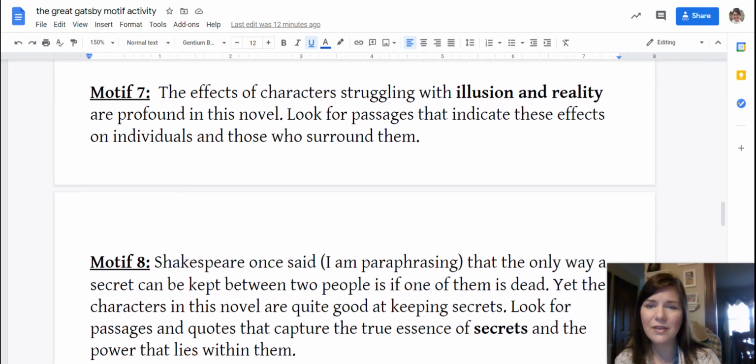All right, number 7, the effects of the characters struggling with illusion and reality. Okay, so illusion is not real, what you want to be happening but isn't actually happening, or having a fake understanding of what's happening. And then there's reality, and some of our characters are living in alternate universes where they want something to be happening and they like to think something's happening but it might actually not be happening.